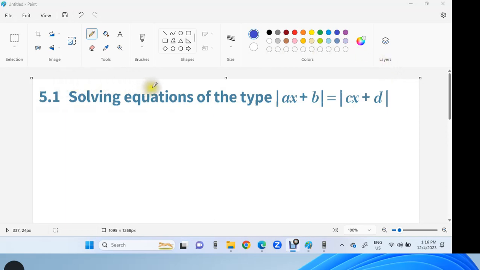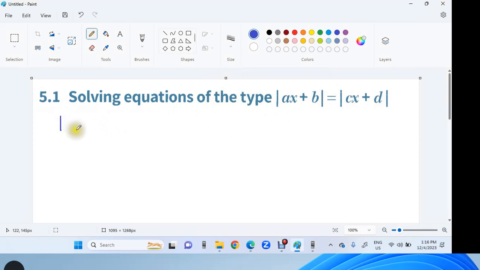We want to solve equations of the type modulus of ax plus b equal to modulus of cx plus d. Before we solve this, we want to refresh what modulus means. The modulus of A is actually the magnitude of A. If I have modulus of 5, then it is 5. The modulus of -5 is 5 also.